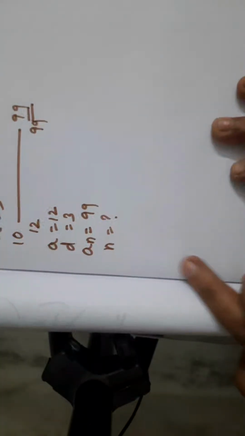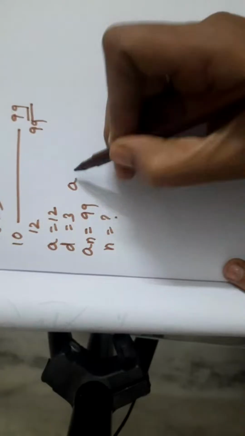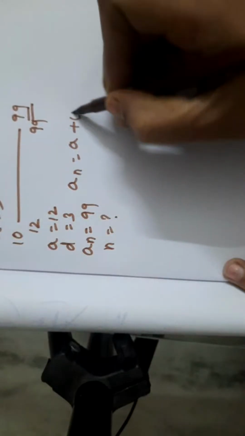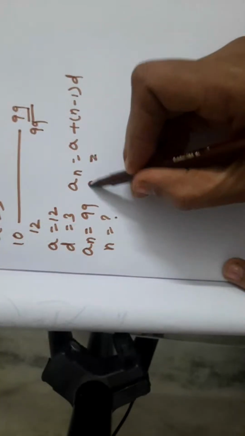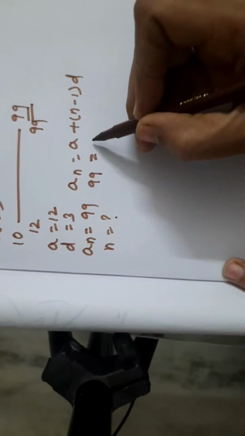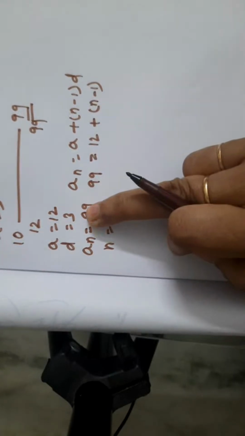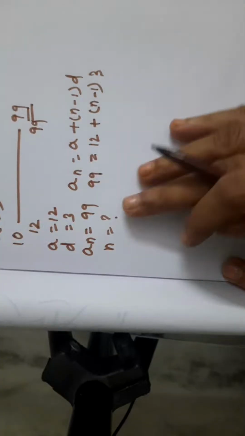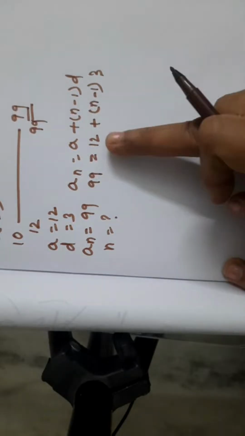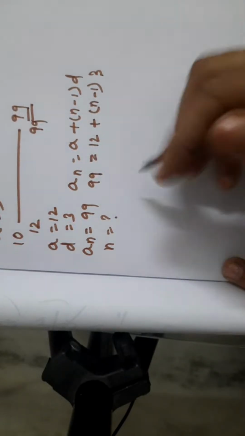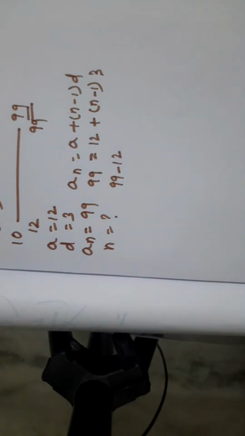So let's move further. Now how can we find the solution? AN is A plus n minus 1 times D. Put all the terms in the formula. AN is 99. A we got is 12. N we need to find out. The value of D is 3. Now as I explained first, for this kind of equation, first you shift 12 towards the left. That will be a simple solution. So 99 minus 12, shift it.